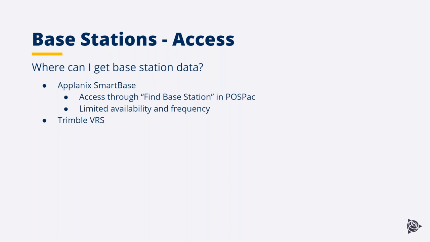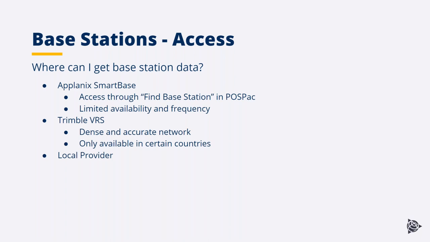The second option I would say is the Trimble VRS network. This network, if it's available, is usually dense and accurate, so it's reliable data, but it's only available in certain countries or certain states in the USA. Of course, usually there's a local provider, so it could be that someone is using Trimble technology, but it's not owned by Trimble. And it's really dependent on the country or region whether this is available and how good the data is that you get from the local provider.